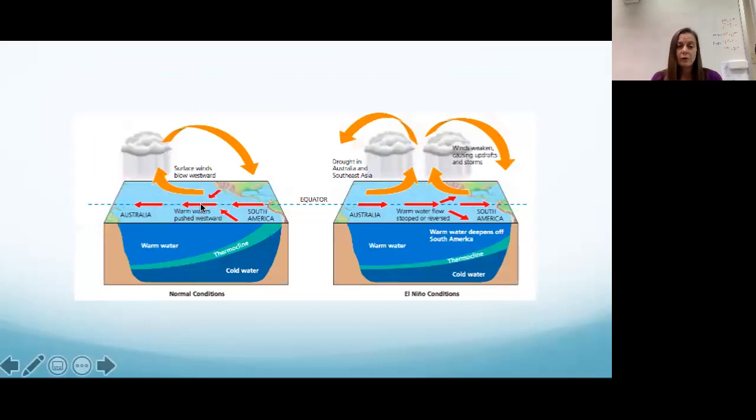So these are our normal conditions. Our warm waters get pushed westward. We get surface winds blowing westward, and we have our normal cycling and our upwelling. In an El Nino year, because the normal trade winds are running into these reversed trade winds, the rain tends to fall out in the ocean, which is going to cause drought in Australia and Southeast Asia. But it does create storms for the American Pacific Northwest.